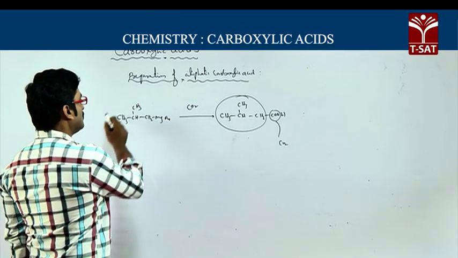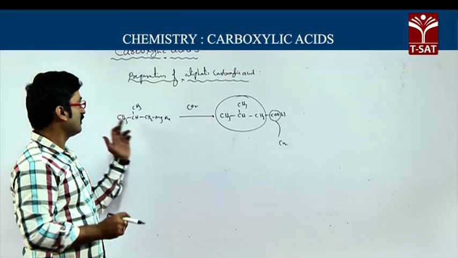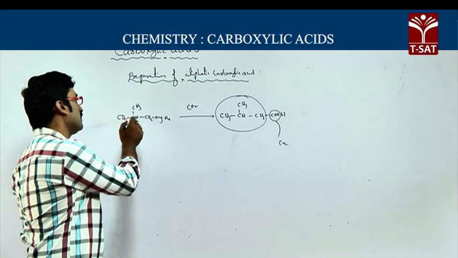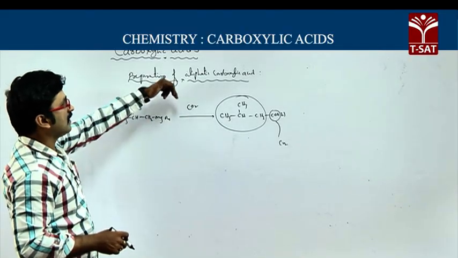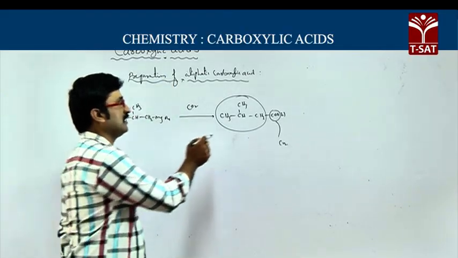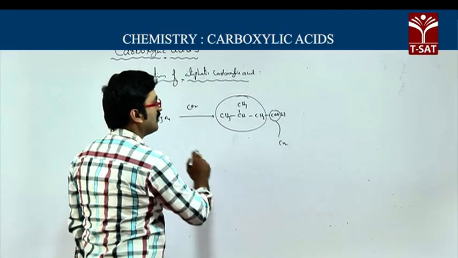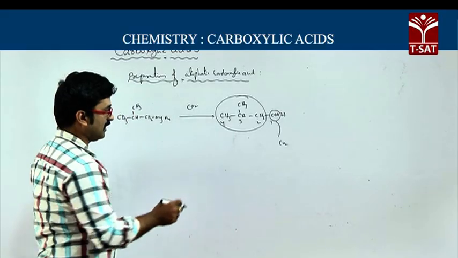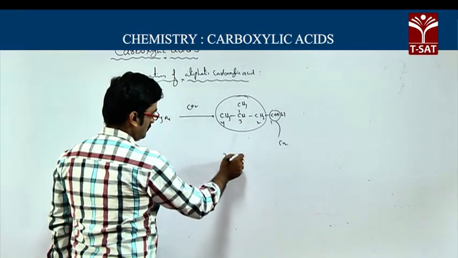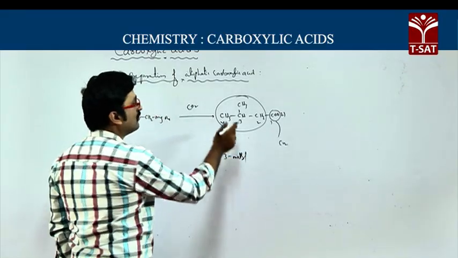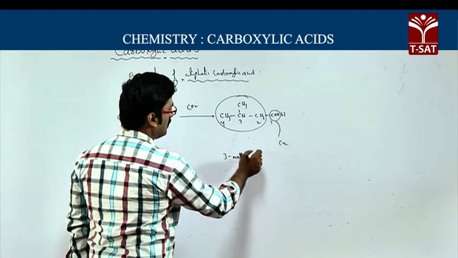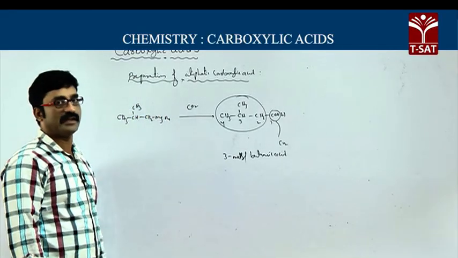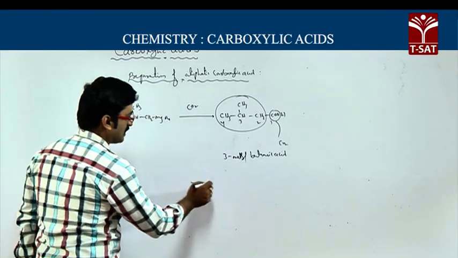This is nothing but isobutyl magnesium bromide. So, isobutyl magnesium bromide on reaction with carbon dioxide will give this compound, and the name of this compound is: 1, 2, 3, 4, 3-methyl, 4 carbons are there, so butanoic acid. This is very important, and we will take one more example.